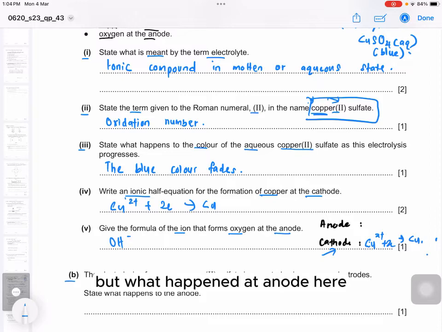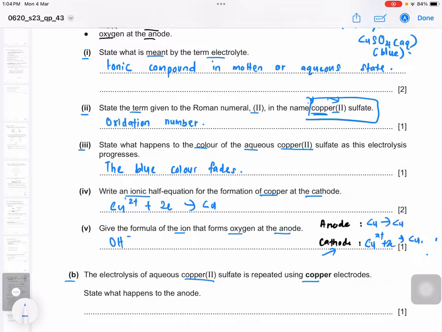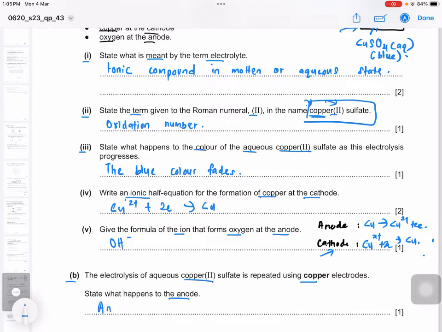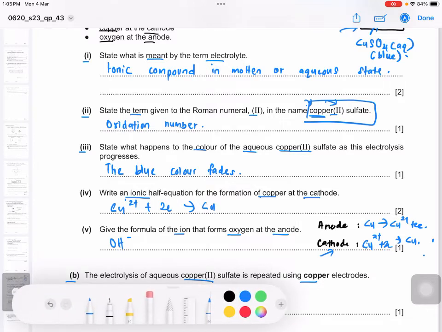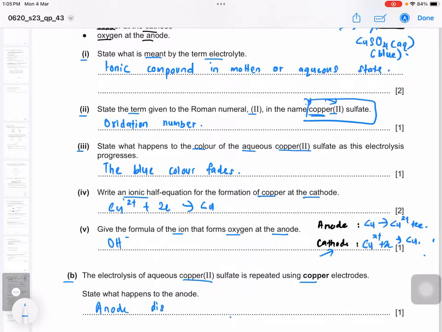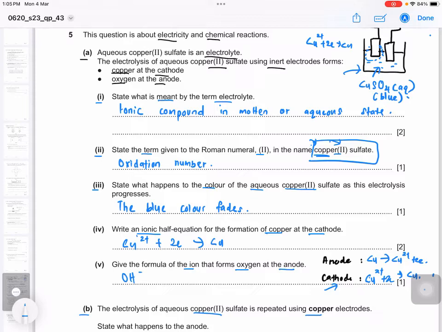But what happened at anode here? The copper metal from the electrode dissolves into the solution. So what happened to the anode here? Anode dissolved. Now we will look into a video related to electrolysis of copper sulfate solution using copper metal.